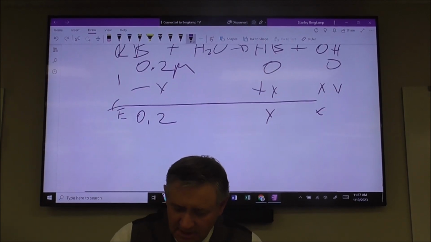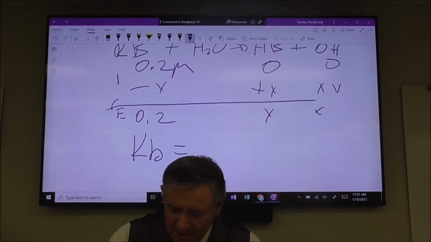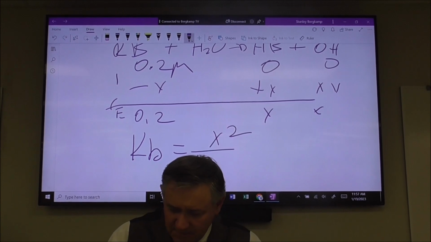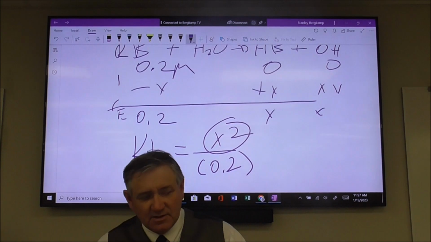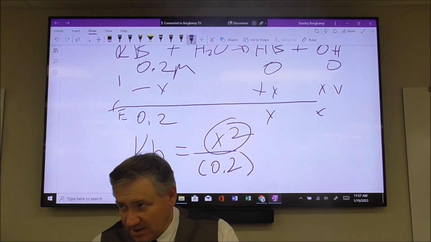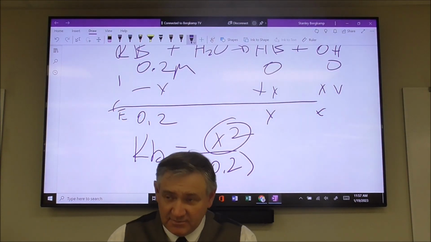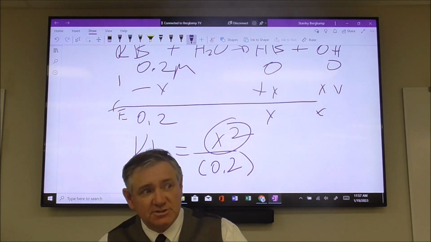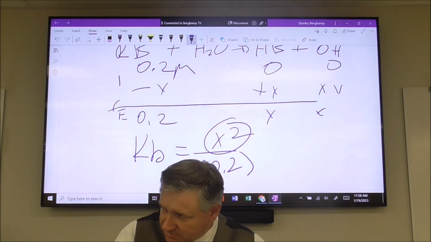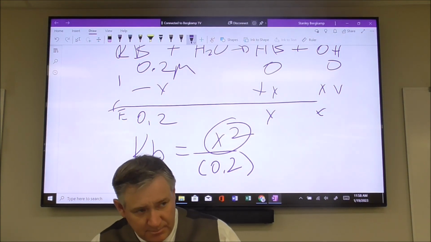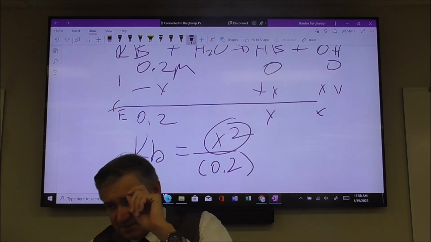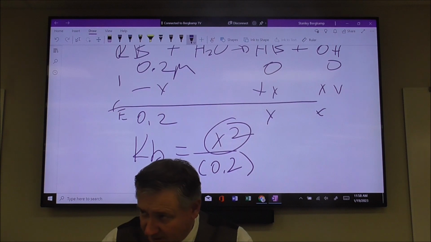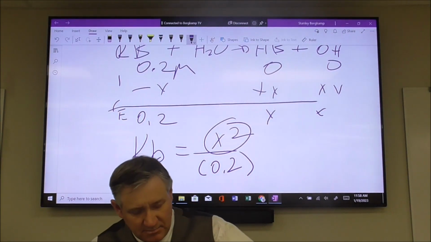So the biggest thing you have to remember is that when you do that KB, that's going to be x squared divided by 0.2. So when you find x, you're finding your hydroxide ion concentration. Take the negative log of that, that's your pOH. From there, subtract that from 14 and get your pH. Okay? So that's different from Ka values where you're finding your hydronium ion concentration. So that's going to be the biggest thing.